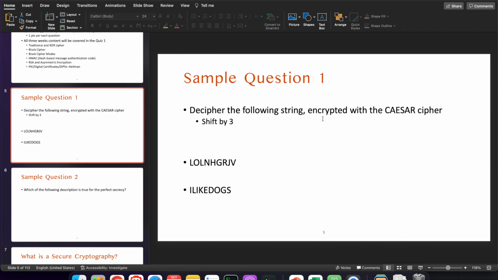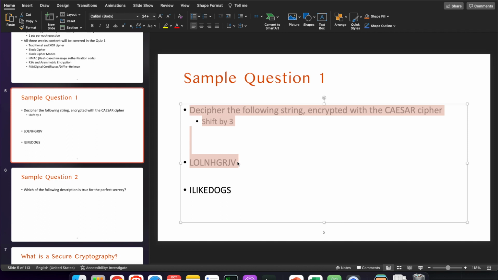Decipher the following string encrypted with the Caesar cipher, which shifts each letter by 3. So the question will include sentences like until this point. There will be no answer provided like this. Your task is to decrypt this encrypted ciphertext. You can either do this by paper and pencil, or you can use Python. You can refer to the code that you wrote for the Caesar cipher. Just change some of the sentences with this one, then you can easily get the answer.